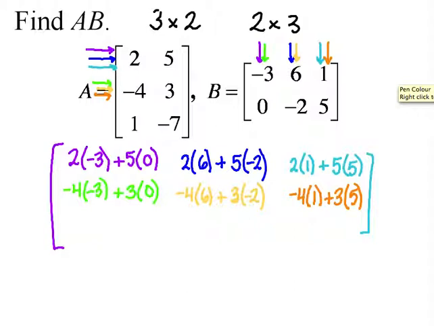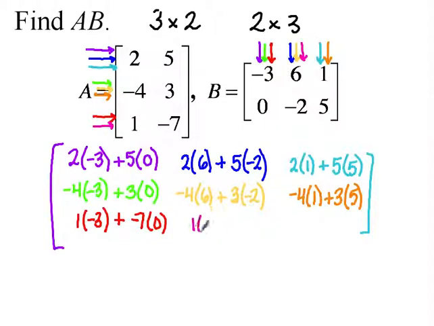So on to row 3. Row 1 times column 1. So 1 times negative 3 plus negative 7 times 0. Now you're maybe not going to have to write out all of this every time. Once you start remembering it, you might only need to write out the numbers. Okay, so let's go ahead and start row 3 with column 2.